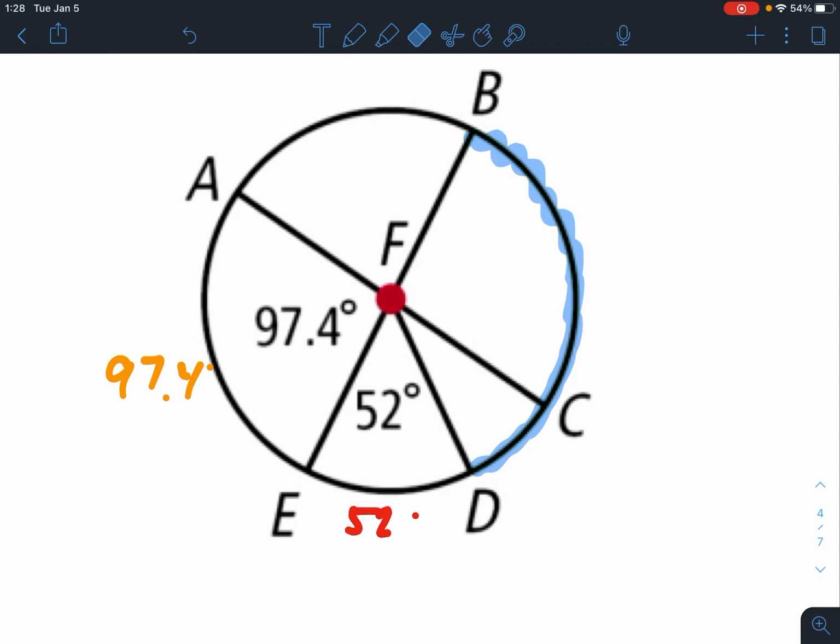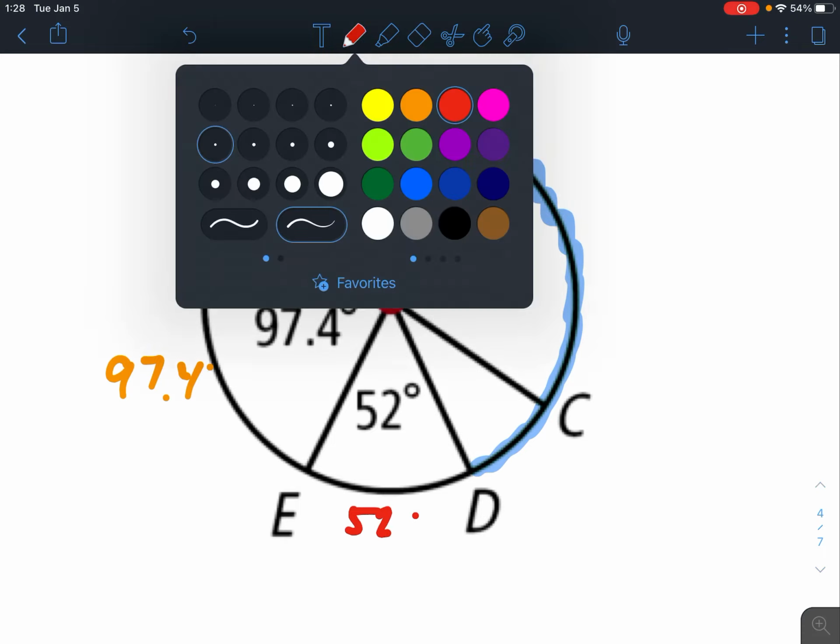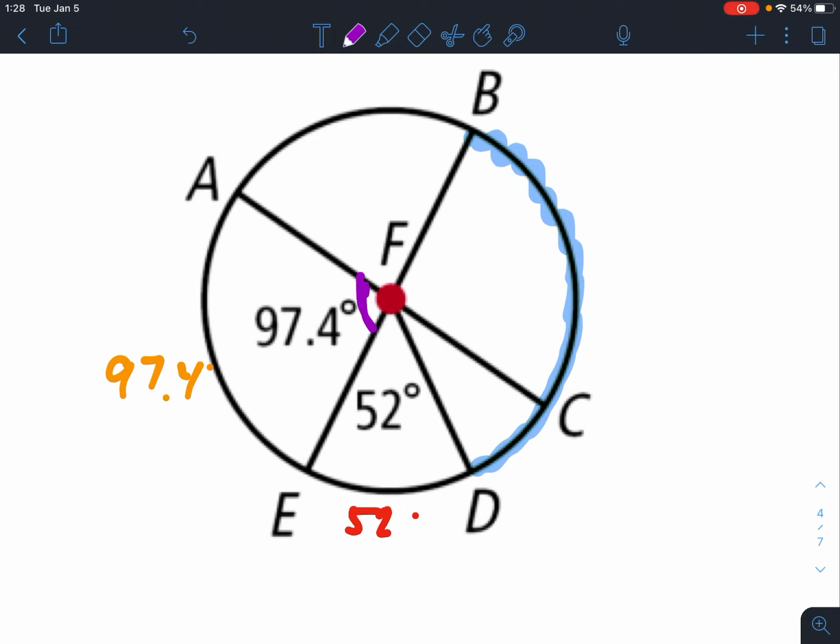Now we also learned in first semester, in chapter 2, I believe, about vertical angles. Remember, vertical angles are angles that look exactly across from each other, if you can see an X in the picture. So there's our X formed by AC and BE. Those two angles are directly across from each other. Those are called vertical angles. So that means this angle must be 97.4 and this arc must be 97.4. Okay, so last thing we've got to do is get these other two arcs that are here.